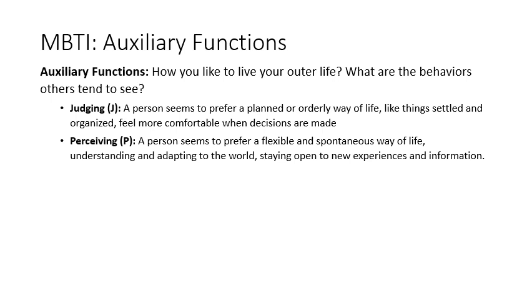Finally, the auxiliary function is how you live your outer life. What do other people see? And now we go back to whatever you had in your J or your P. And so you use whatever you had in your judging category, typically the second letter. This means the person prefers a planned, orderly way of life.